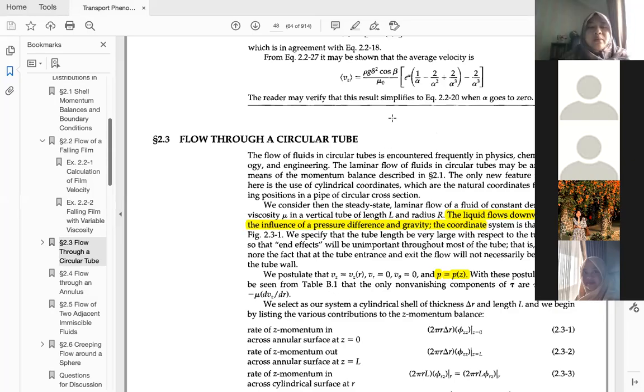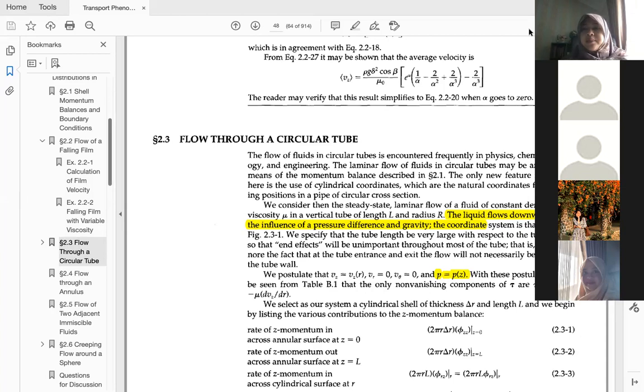Okay, so today we're going to talk about 2.3, flow through a circular tube, and also 2.4 if we have enough time. After that, I will give you an assignment to do by yourself, so you can try it on an example from a previous year's exam.